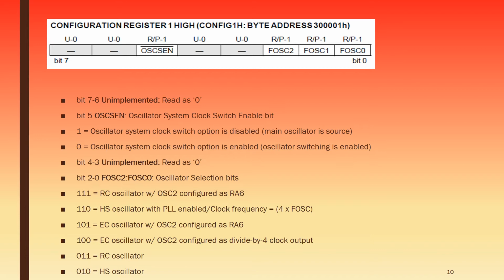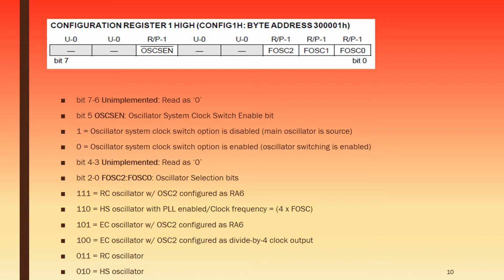For bits 7 to 6, these two bits are unimplemented, read as 0. Bit 5 is OSCSEN, that is the oscillator system clock switch enable bit. 1 means the oscillator system clock switch option is disabled, and if it is 0 then the oscillator system clock switch option is enabled. Then bits 4 and 3 are again unimplemented, read as 0. Bits 2 to 0 are FOSC2 to FOSC0, the oscillator selection bits.